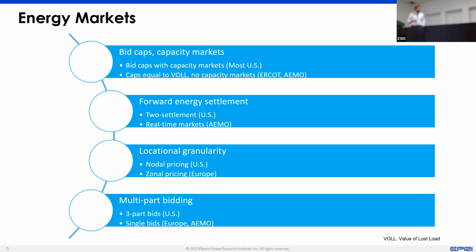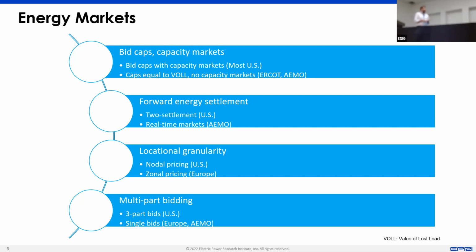So we aggregate across maybe 1 to 4 zones per country, and that's the granularity of how pricing is done over there. Another important aspect is what we call multi-part bidding, or how many components to a bid there are for a supply resource offering into the market. In the US, it's standard to have 3-part bids, and those include energy, no load or minimum generation, so the cost just to be online, essentially, and then a startup cost.